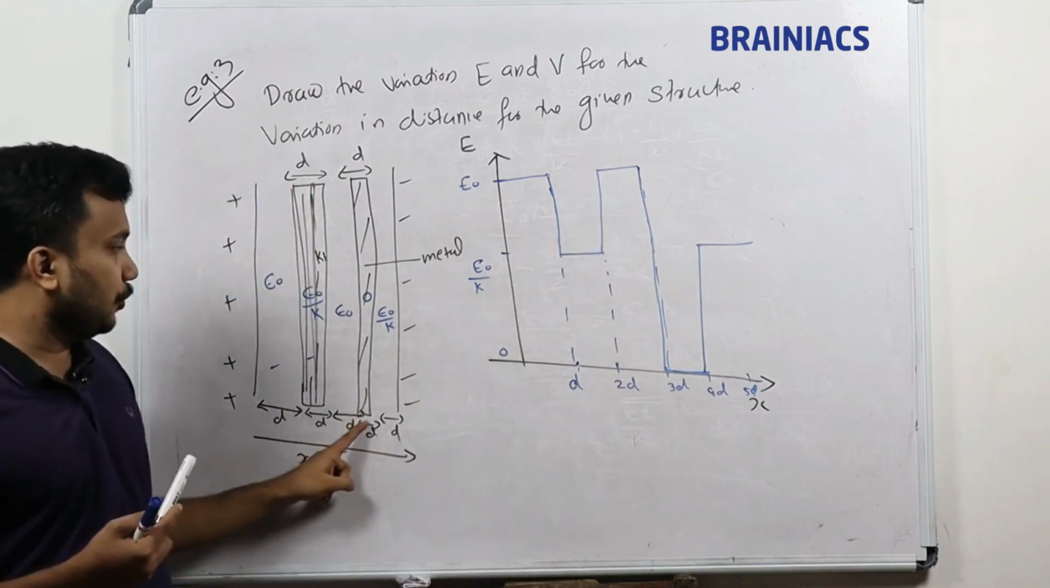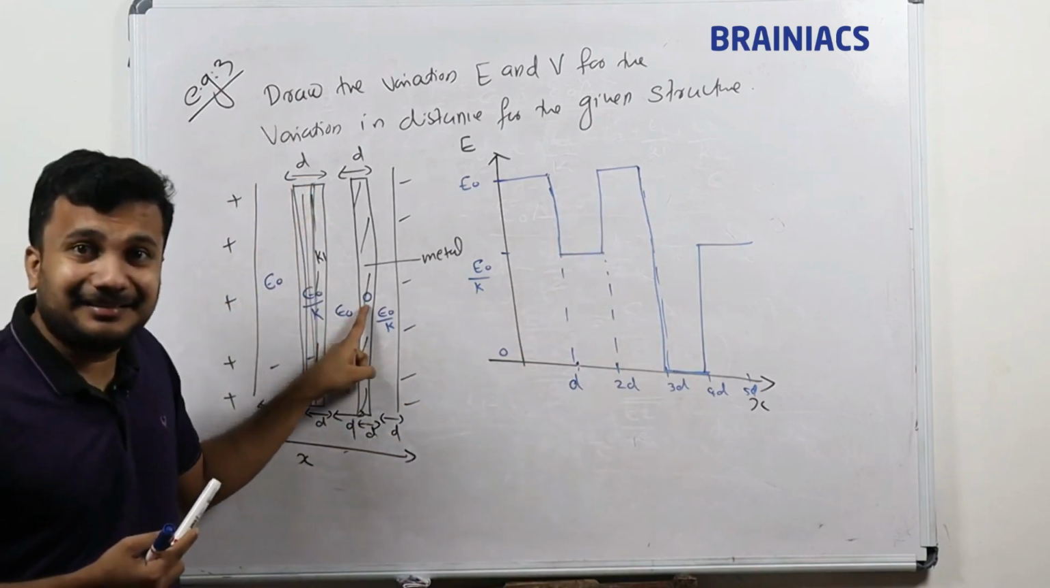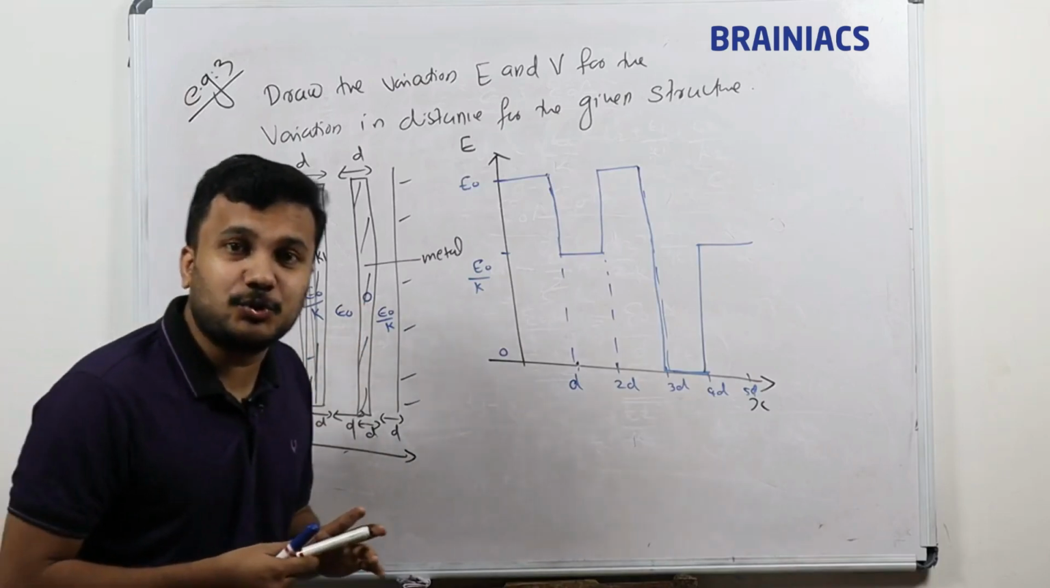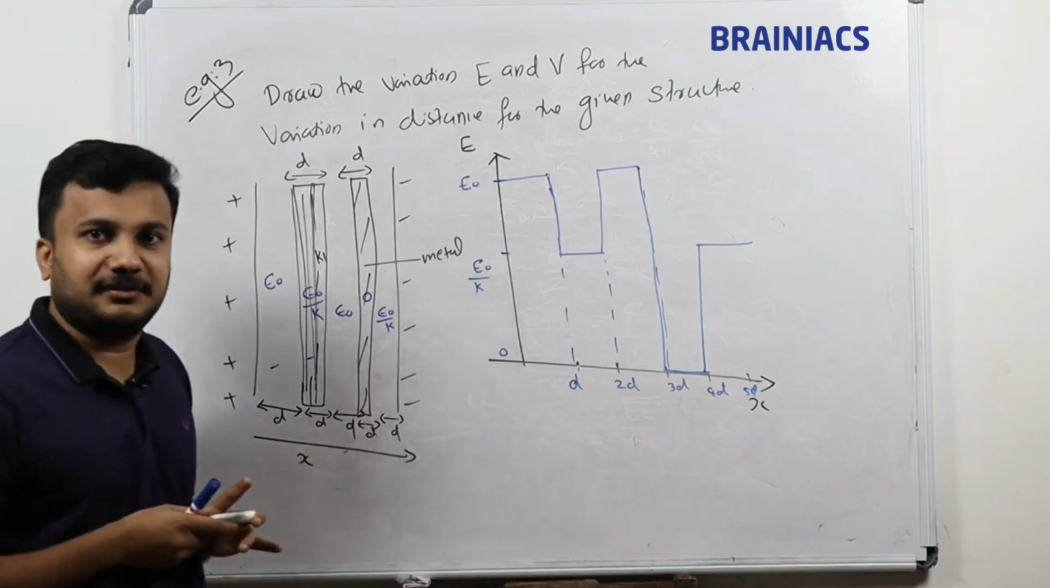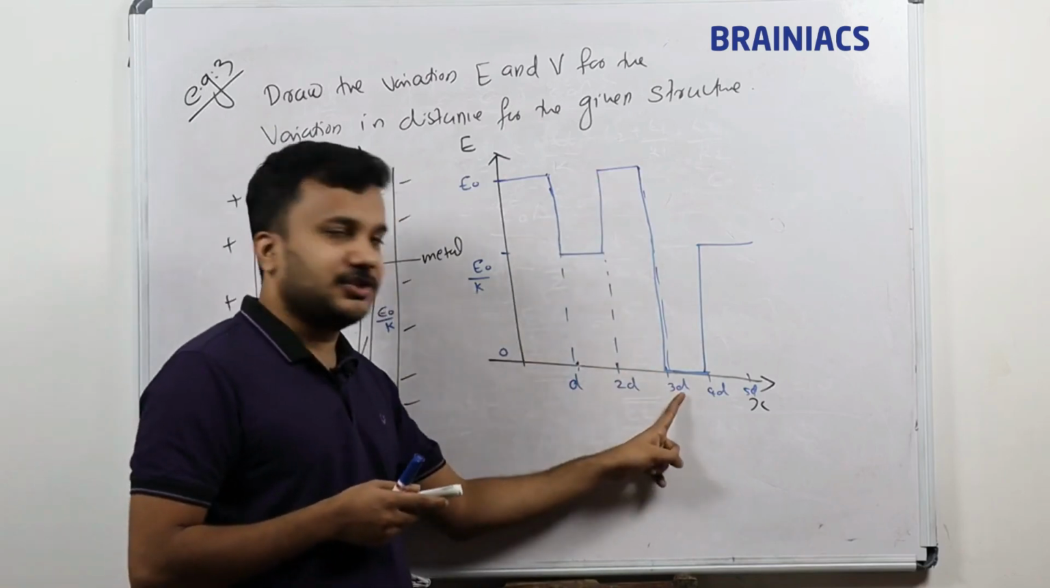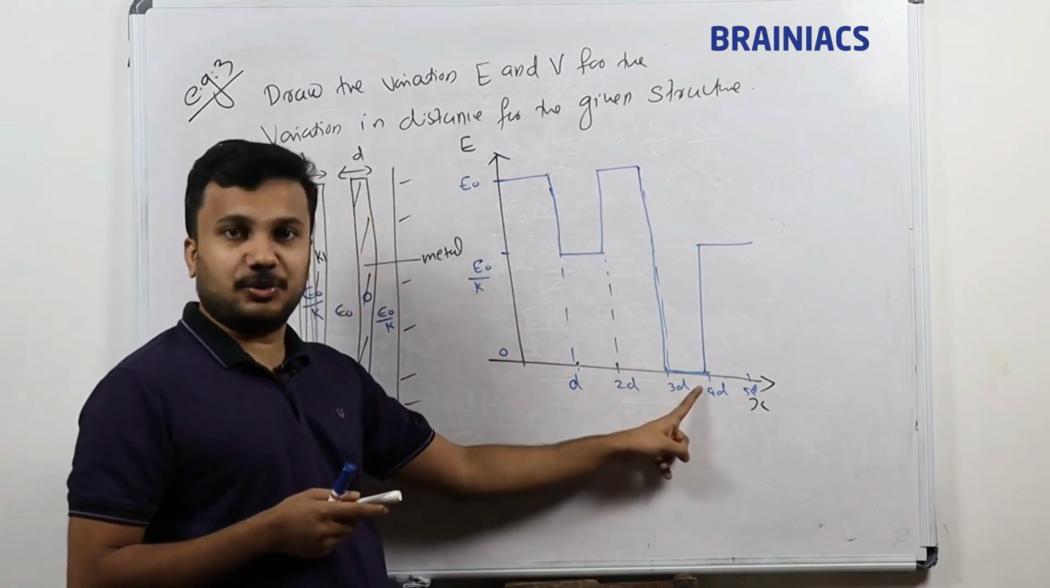From 3D to 4D, metal. So electric field will be equal to 0. Dielectric constant is equal to infinity. So E is equal to 0 means it comes down. It will touch the 0 line.